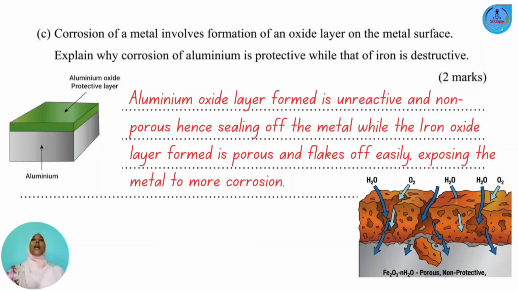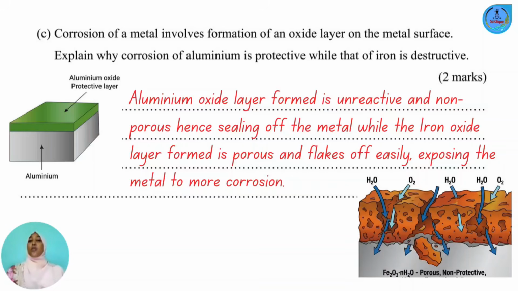When we talk about aluminium, aluminium reacts with oxygen to form aluminium oxide. Aluminium oxide is inert. It's unreactive, and it's non-porous. It forms a uniform covering on the surface of the metal. By forming this protective layer, it protects the metal beneath it and therefore prevents the metal from being corroded or reacting further with other elements. So essentially, it's good because it seals off the metal and protects it.